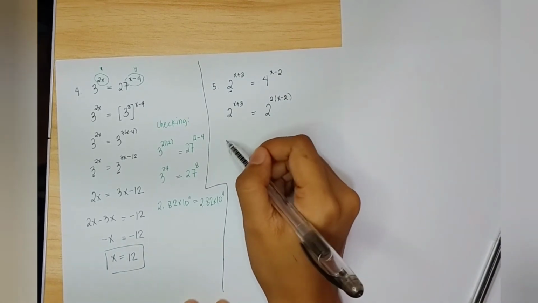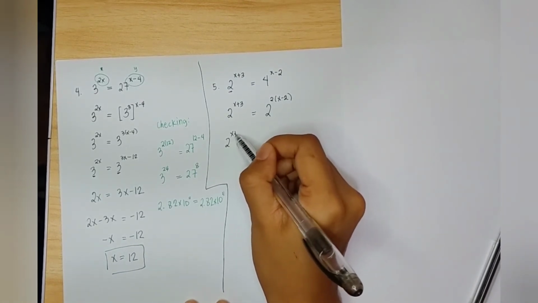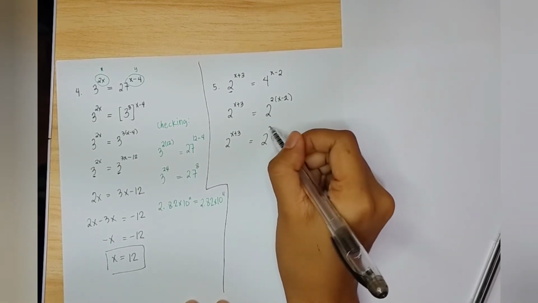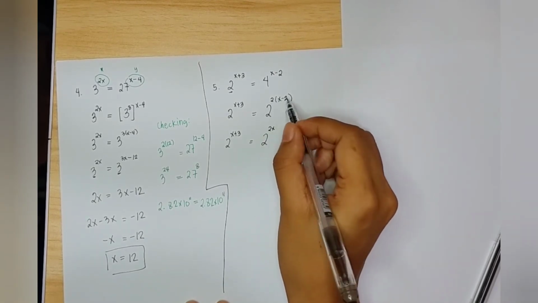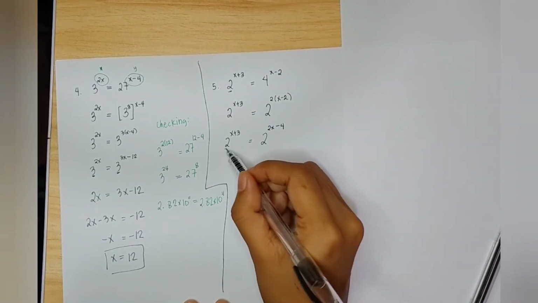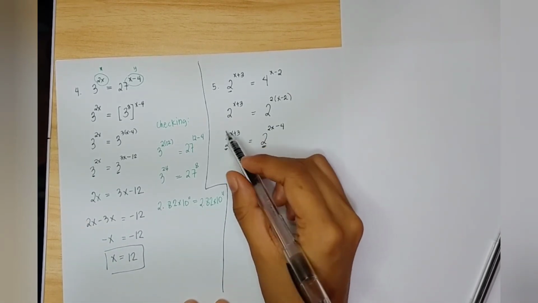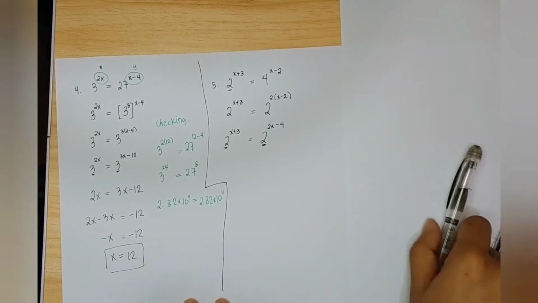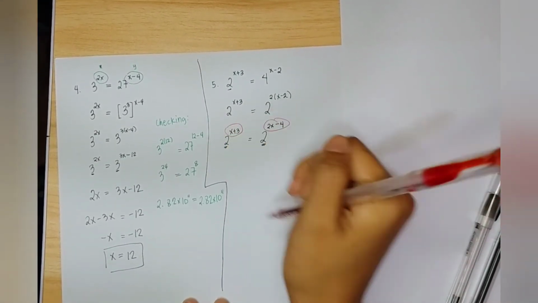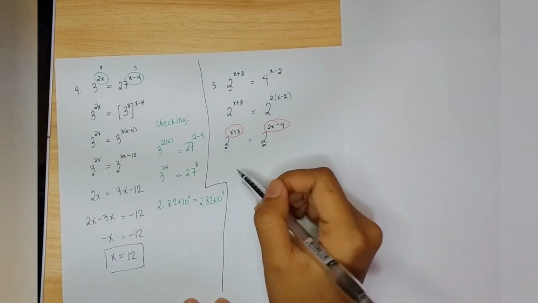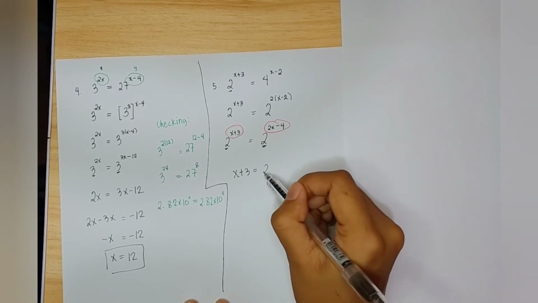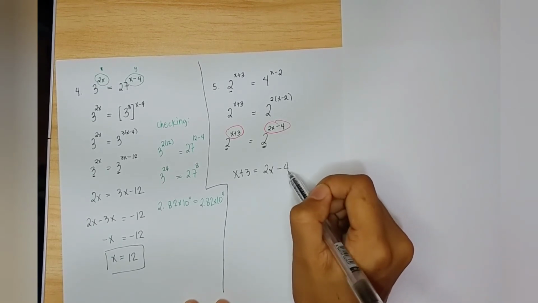Okay, then copy natin 2x plus 3 is equal to 2. 2 times x, that is 2x. 2 times negative 2, that is negative 4. So, we have the same na sila ng base. Pwede natin ibaba yung exponent. So, we have x plus 3 is equal to 2x minus 4.